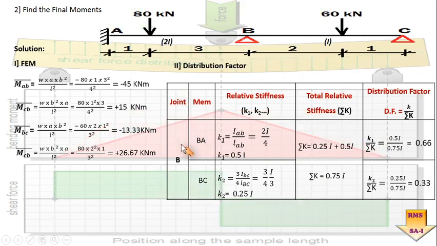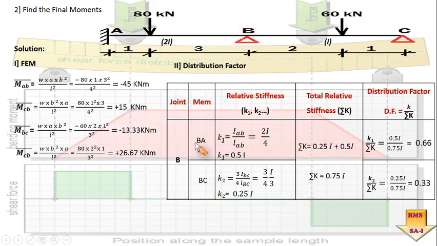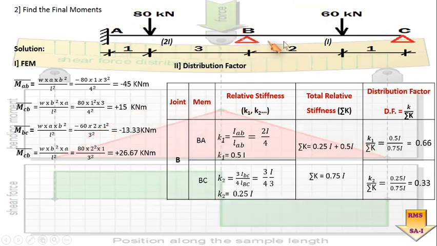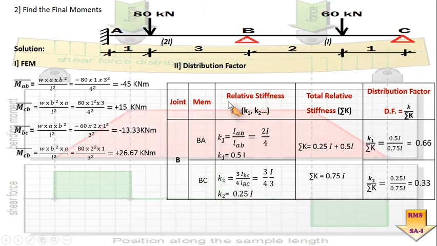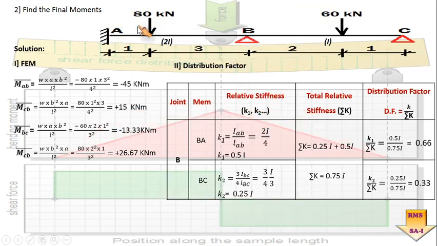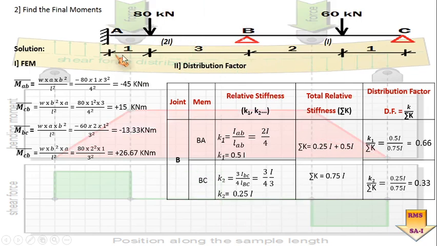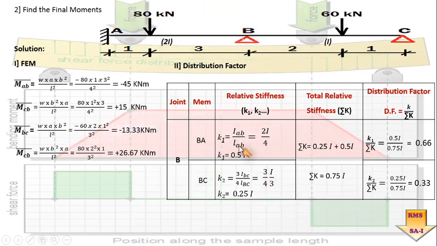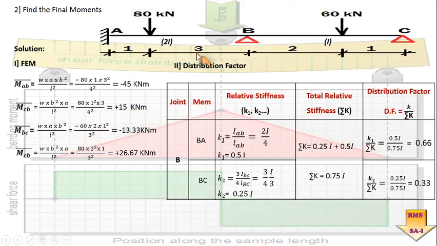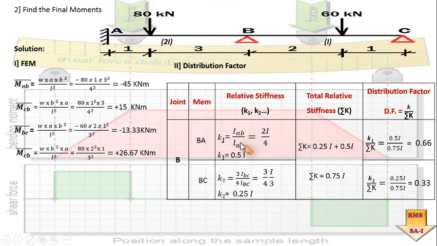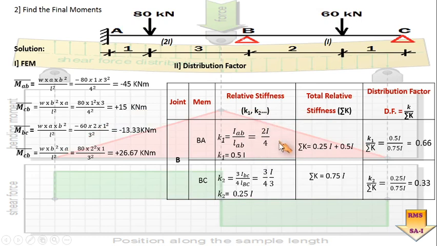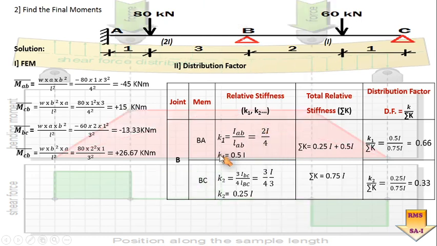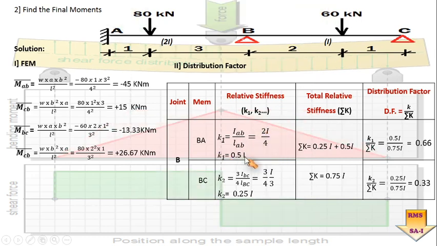So the first column is for the joint, about that joint which members are meeting, such as BA and BC. Relative stiffness means stiffness of an individual member. For BA, the stiffness will be I by L. So the moment of inertia for the first span is 2I and length is equal to 4. So substituting those values, we got a value of K1 equal to 0.5 I.